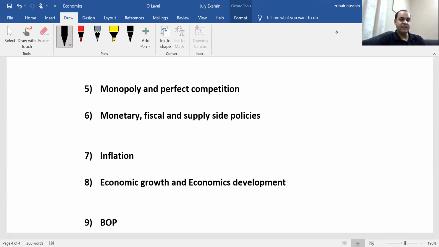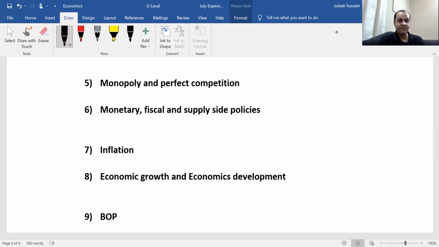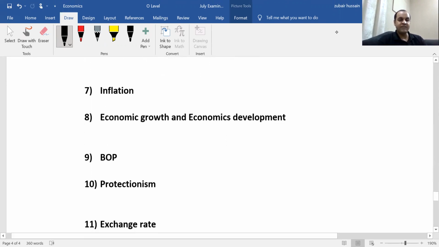Next topic, students, is monetary and fiscal policy and supply-side policies. In this topic, you have to focus on how the government affects economic activity by using these policies. Next topic is inflation: demand-pull inflation and cost-push inflation, and how to measure inflation, that is, the CPI or the RPI.